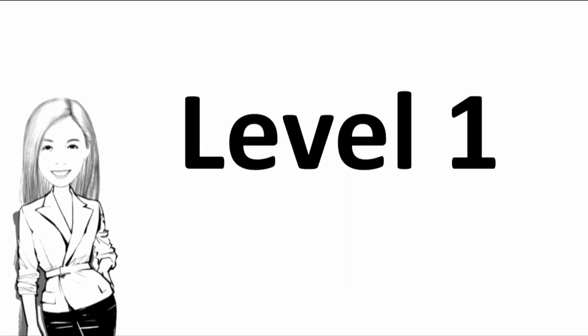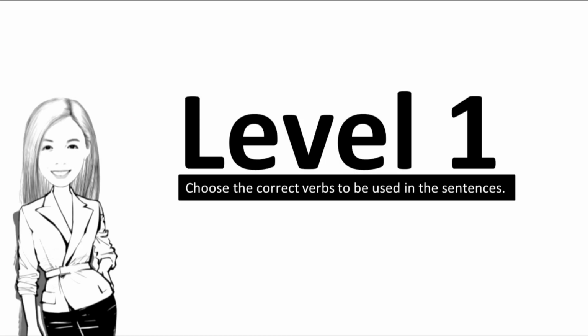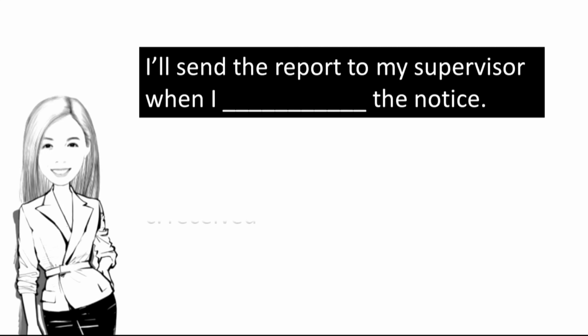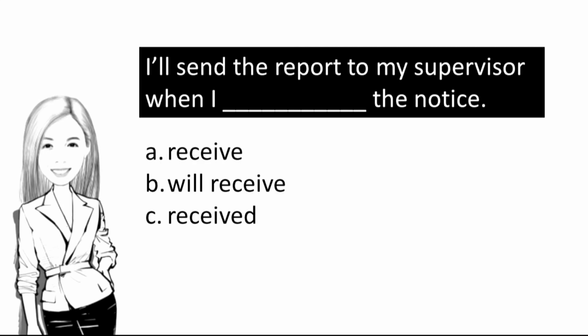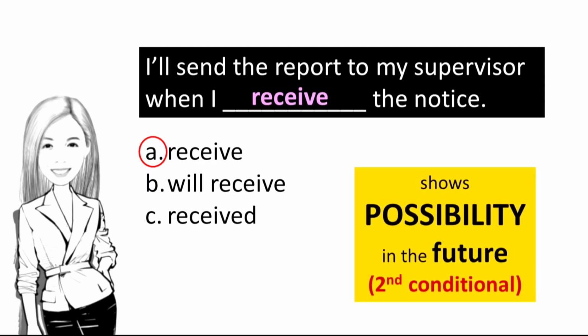For level 1, you need to choose the correct verbs to be used in the sentences. I know you can do that. Let's start with number 1. I'll send the report to my supervisor when I blank the notice. Which is the correct verb? Is it A, B, or C? The correct answer is A, receive, because this statement shows possibility in the future.